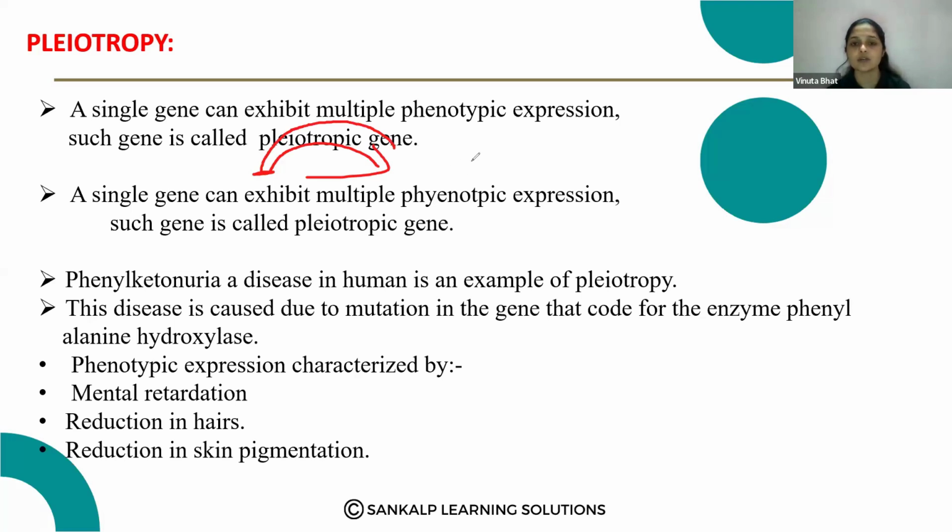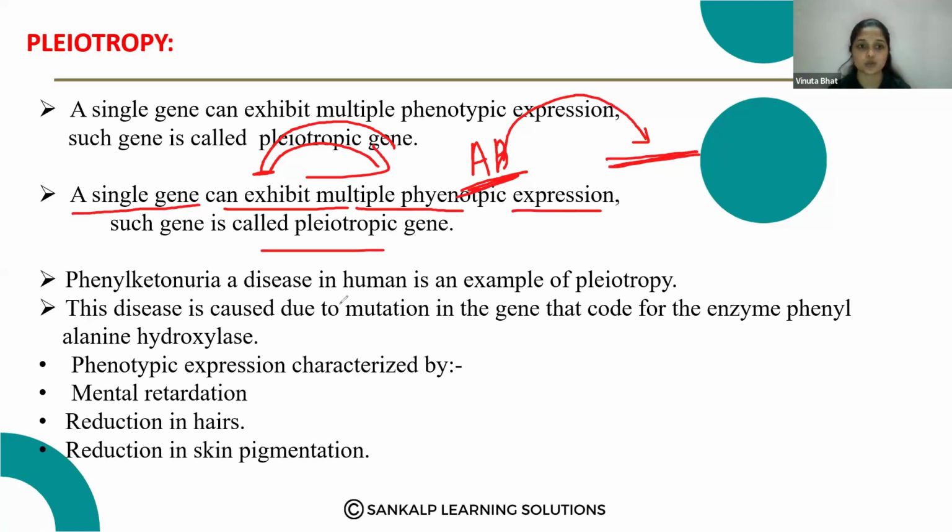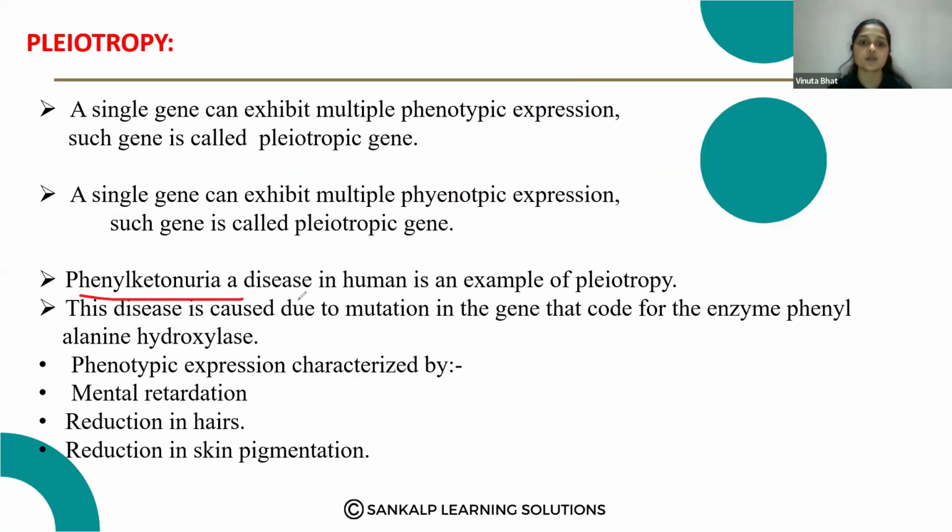For example, just A, B. Okay, that is a single gene, and it can express multiple phenotypic expressions. So a single gene exhibiting multiple phenotypic expressions is called pleiotropy. One very good example of pleiotropy is phenylketonuria. That disease in humans is an example of pleiotropy.